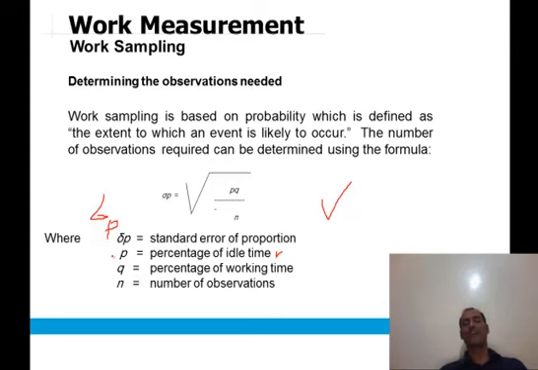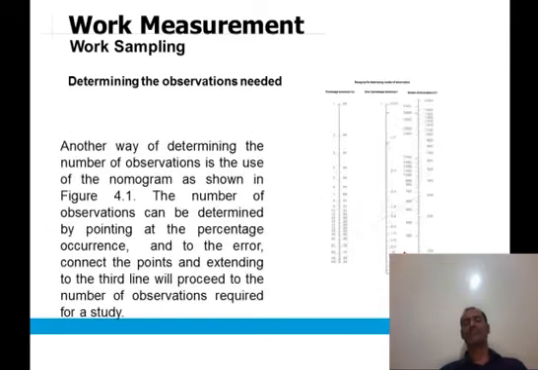If this is the running time, this will be the idle time, and if this is the idle time, this will be the running time. No problem, because the summation of them is 100 percent, or 1, and n is the number of observations.